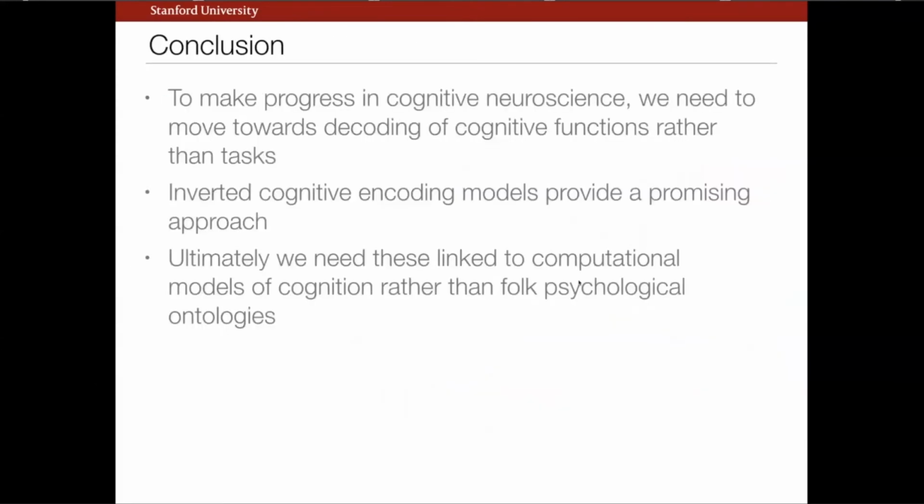So just in conclusion, we've argued that to make progress in cognitive neuroscience, we need to move away from decoding tasks towards decoding the underlying cognitive functions. This requires an ontology. I think that inverted cognitive encoding models provide a promising way to think about this. But ultimately, what we really want is a computational ontology rather than a kind of folk psychological ontology. And that's going to bring its own challenges in its understandability.